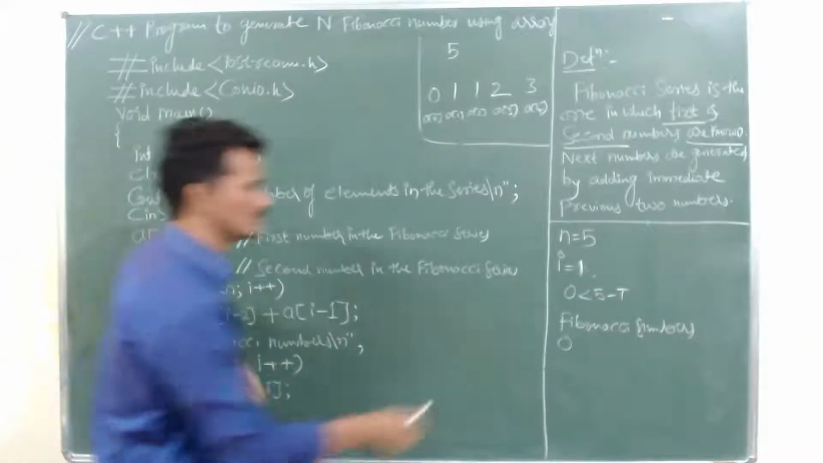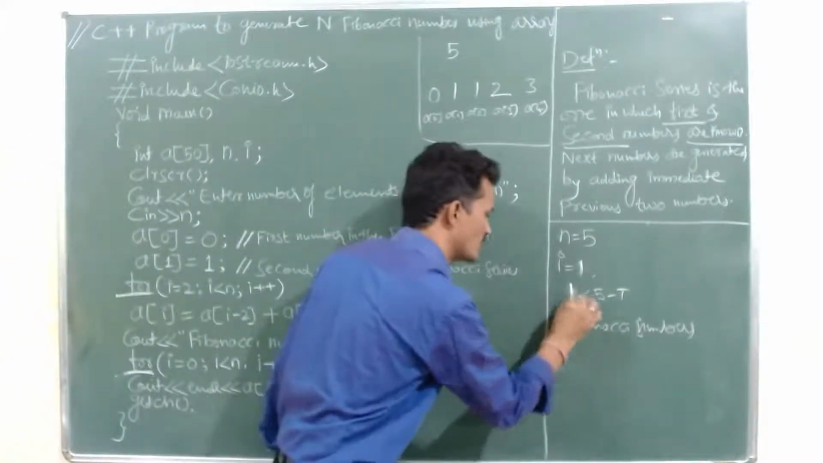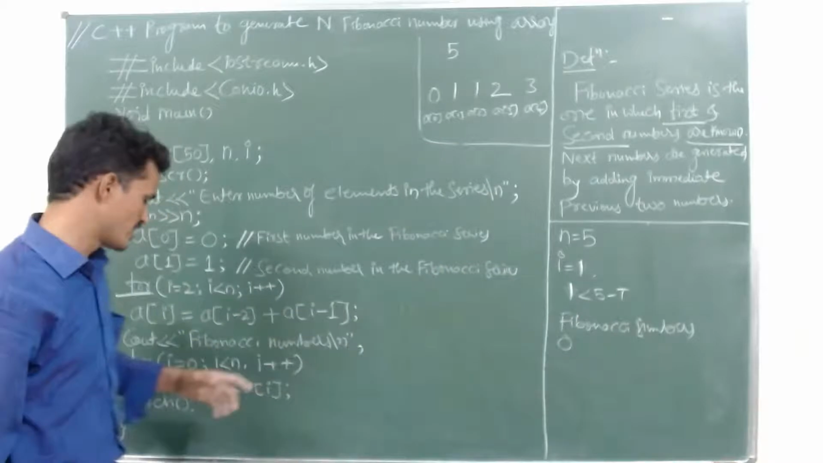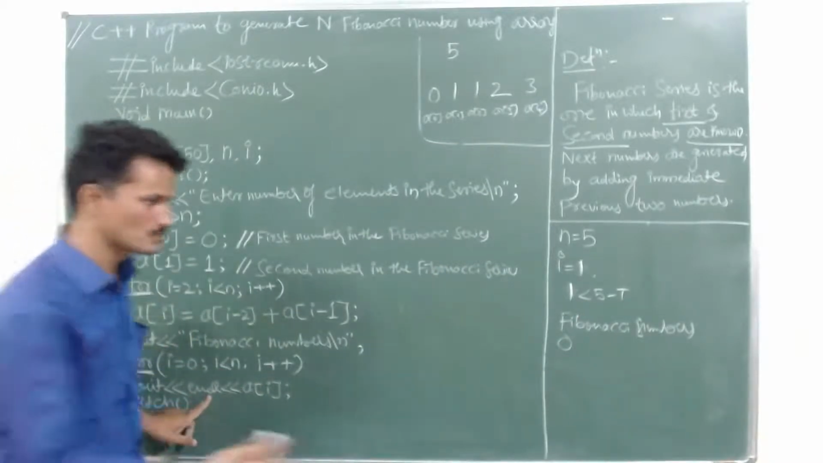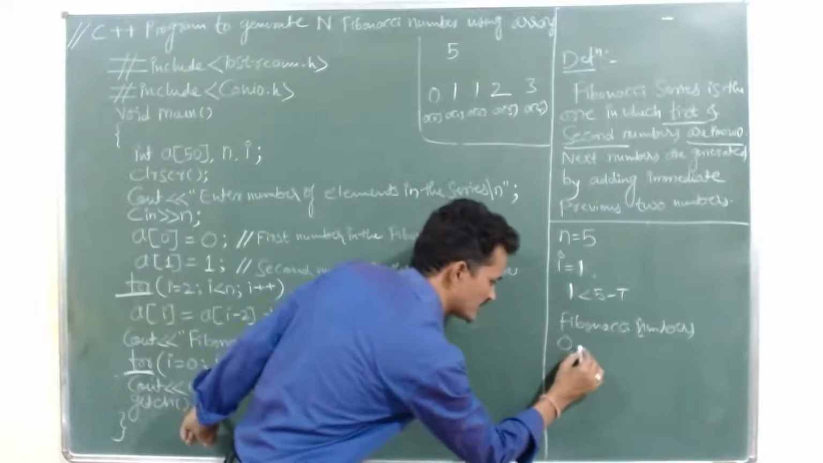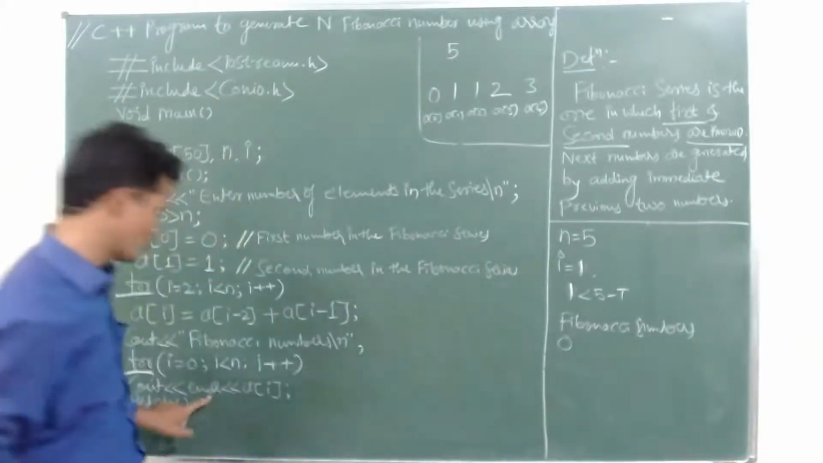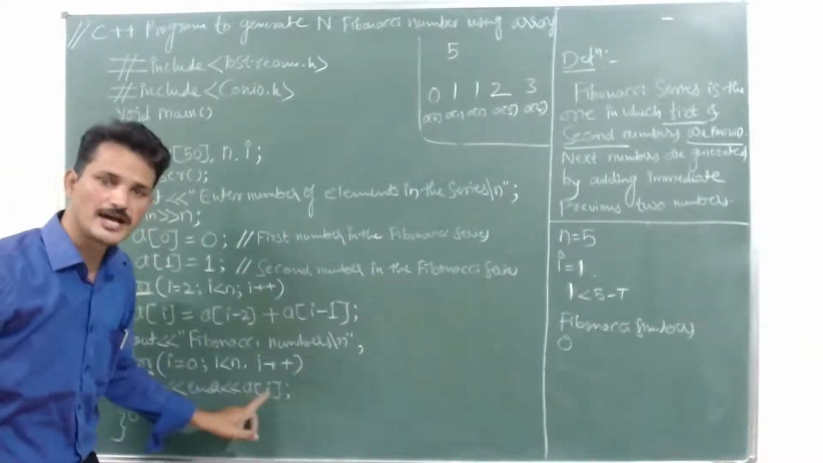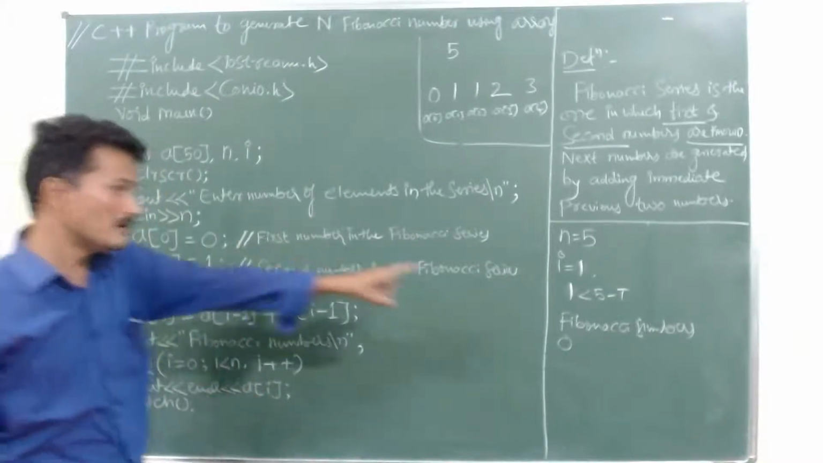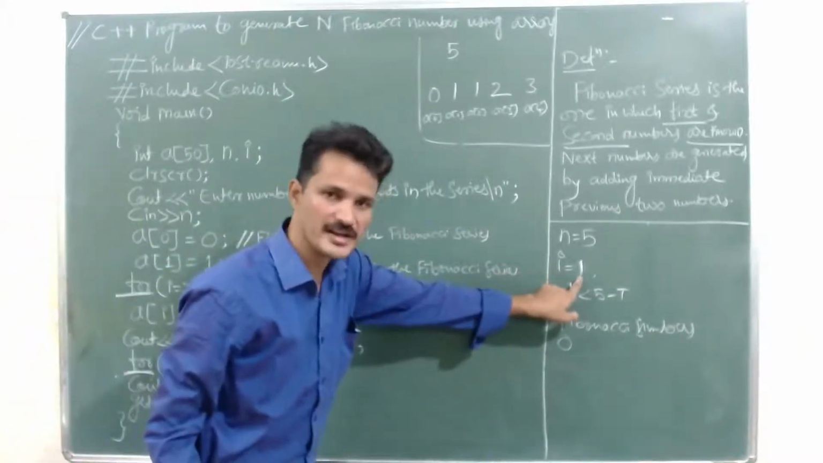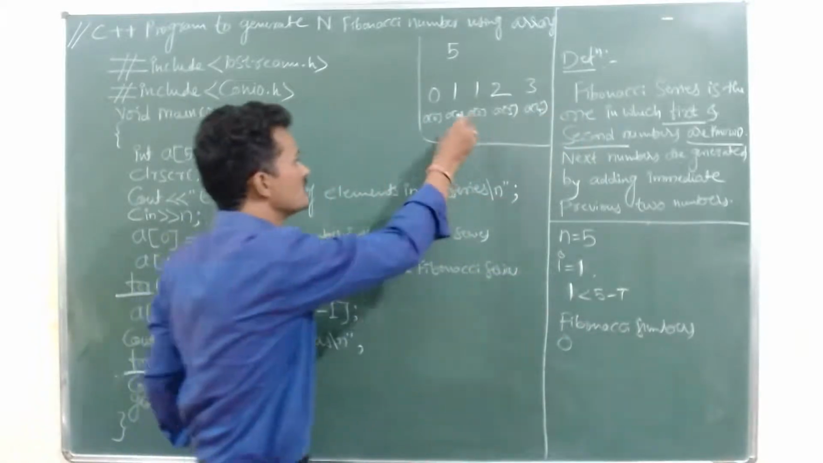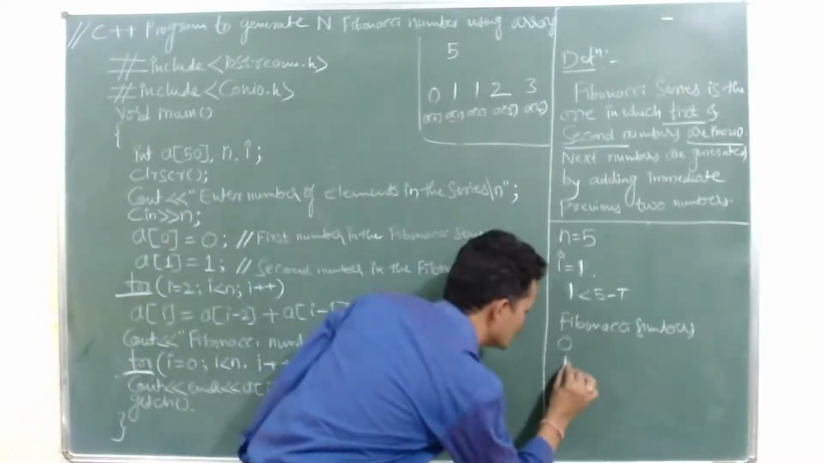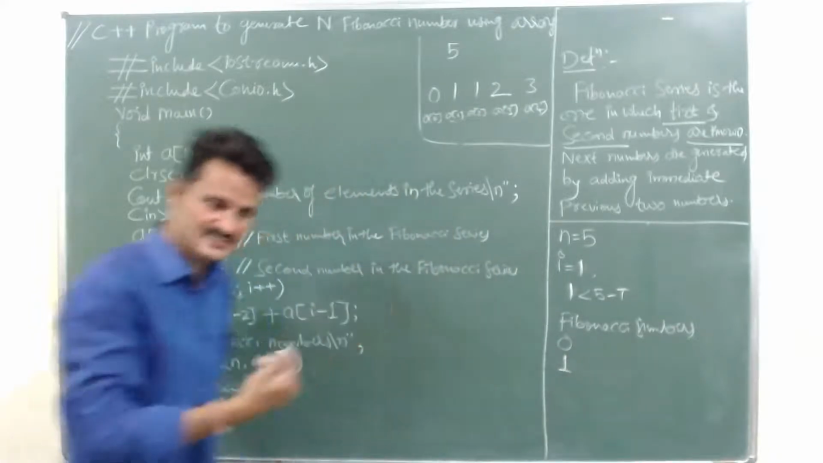So I have to check the condition again. 1 is less than 5, condition true. Condition true means cout, stream insertion, endl. That means the cursor comes to the next line. The cursor won't stay in the same line. It comes to the next line. Okay. a of i. a of i means a of 1. What is the value of i? 1. Last time a of 0, this time a of 1. What is the value stored in a of 1? 1. So I am going to print the answer as 1 in the next line.